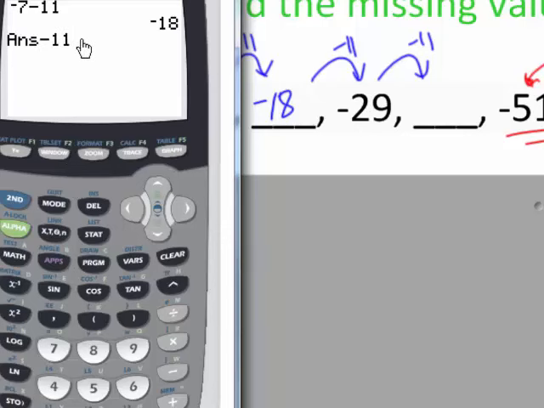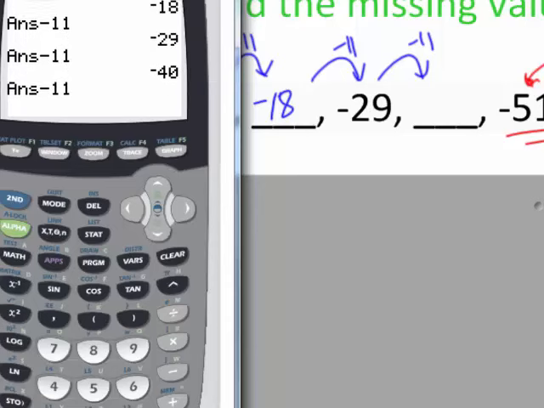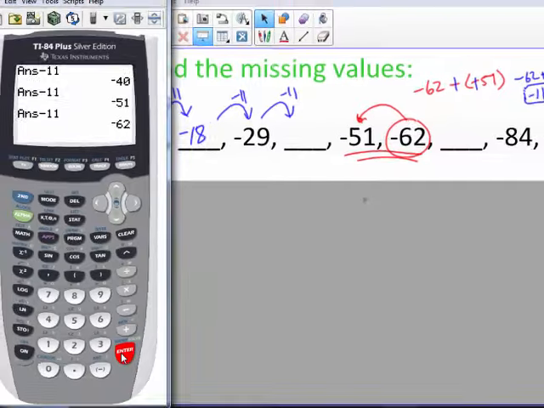So if I just hit enter again, what's going to happen is it just repeats what I typed. So what I typed was take my last answer, which in this case is negative 29, and then subtract 11. So if I hit enter, it just repeats it. So there we go, negative 40, negative 51, negative 62. So that's another way.